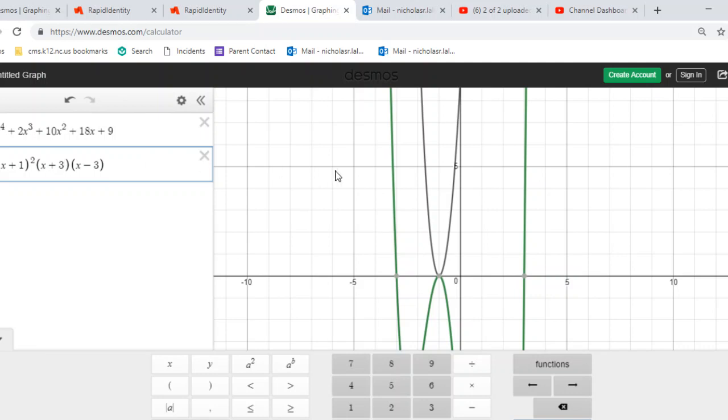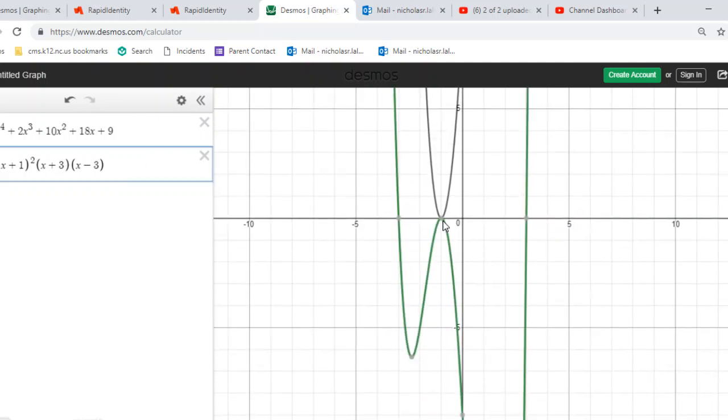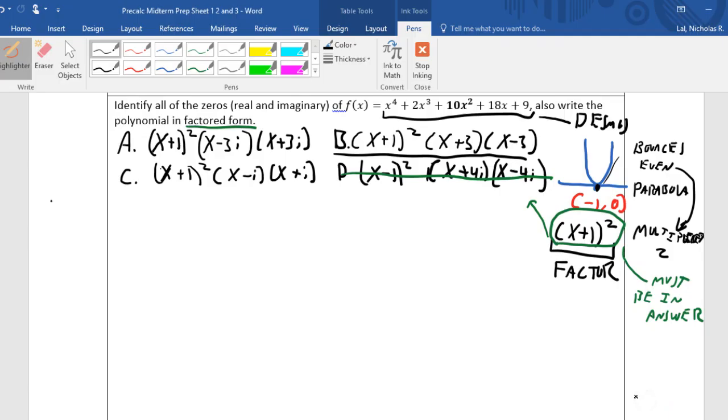And we can see this green graph does not perfectly match up with this problem. Because this green graph does not match up, we can eliminate answer choice B, because it would have to match up perfectly. So I'm going to eliminate answer choice B because it doesn't match up when we graph it. This doesn't match.